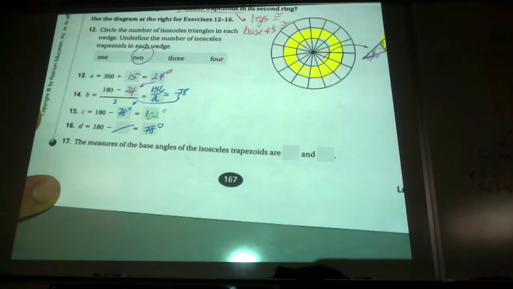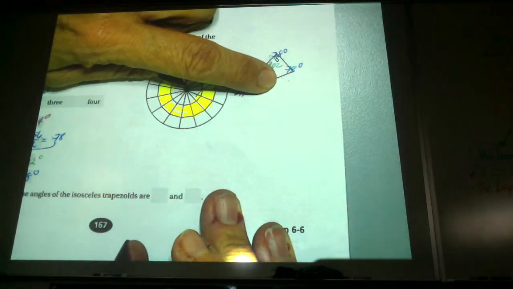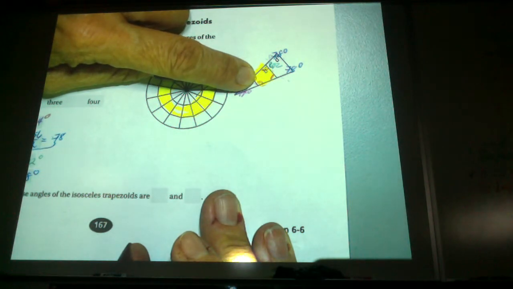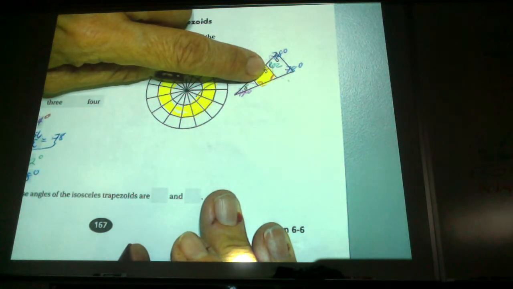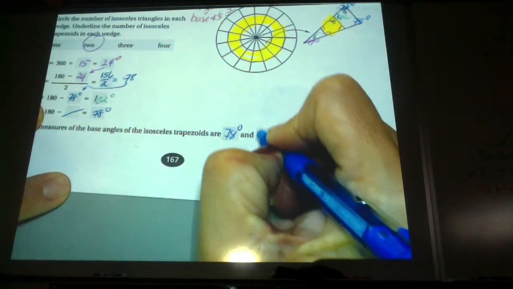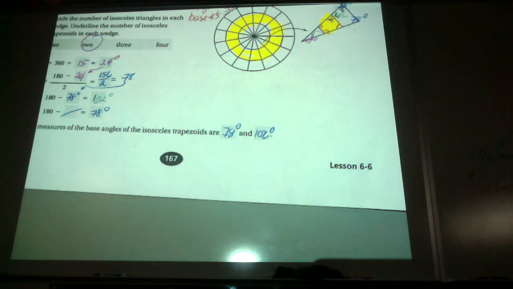So the measures of the base angles of the isosceles trapezoid are, so here's your base angles. This is 78 and that's 78. What's this one going to be? If that's 78, what's this one? They're supplementary. So isn't it 102? So we've got 78 degrees and 102 degrees. So as that fan gets bigger and bigger and bigger, those angles are going to remain the same. All right. So next page.